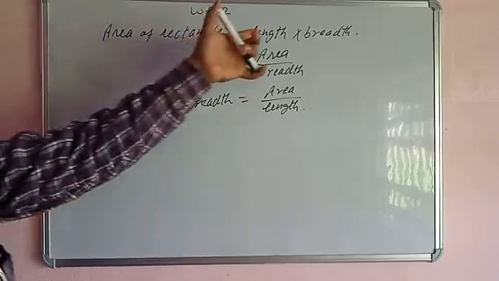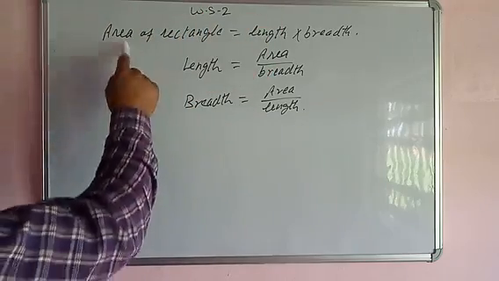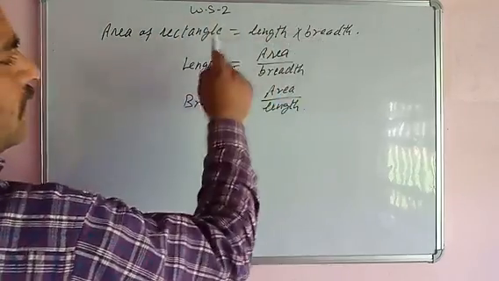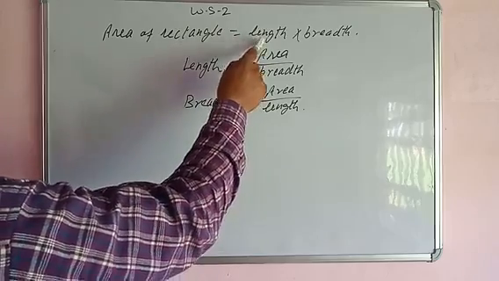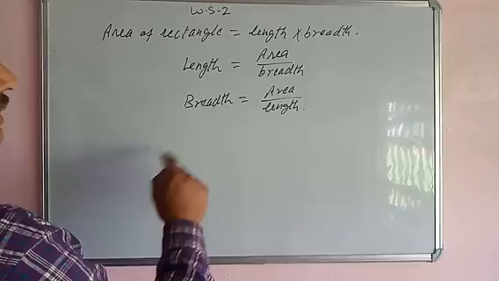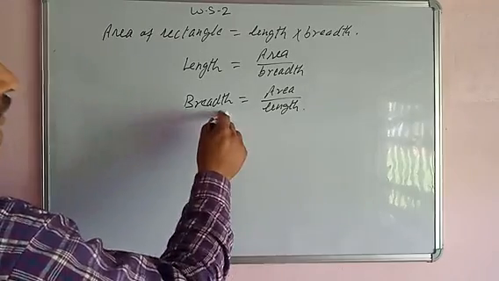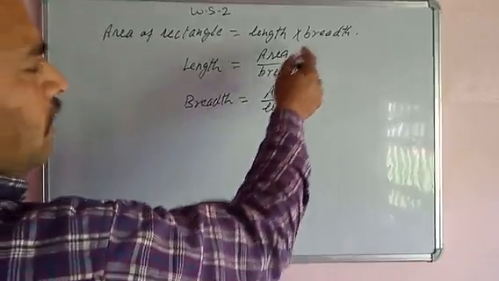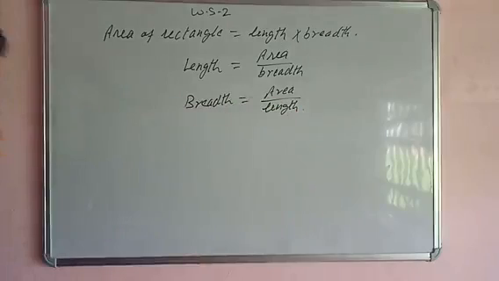Area is equal to length multiply breadth. So when we find the length, then we divide this area by this breadth. So area upon breadth. And if we are going to find breadth, then that is area divided by length.